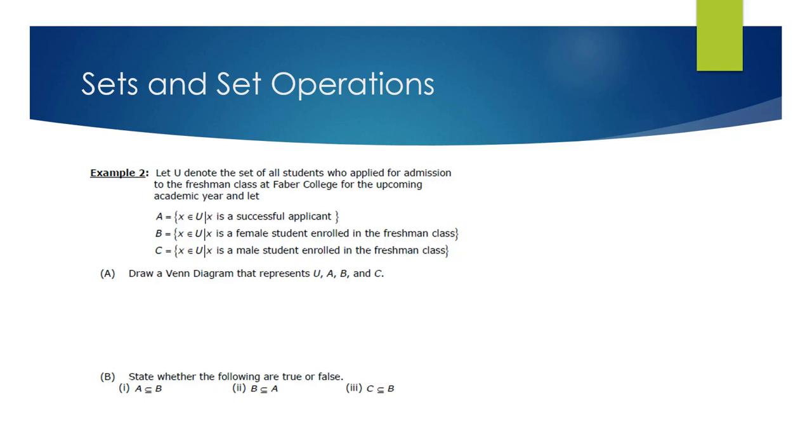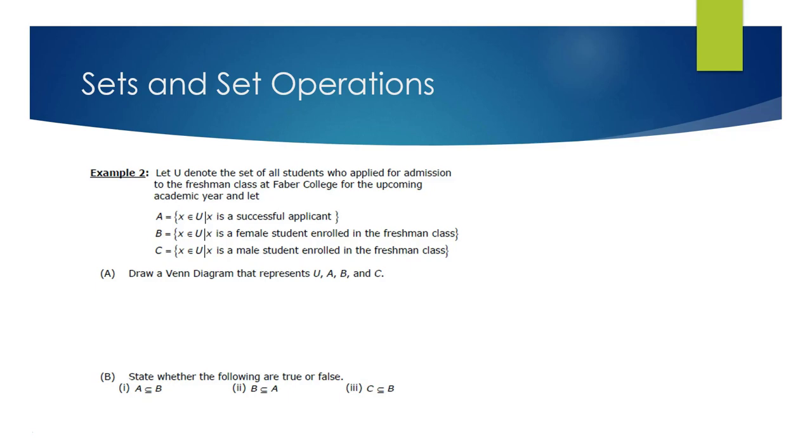Let U denote the set of all students who applied for admission to the freshman class at Faber College for the upcoming academic year. Let A equal a member, so basically x is an element of this universal. So basically all students who applied and is also a successful applicant. B is all those who applied and is a female student enrolled in the freshman class. And C is, out of all those who applied, a male student enrolled in the freshman class.